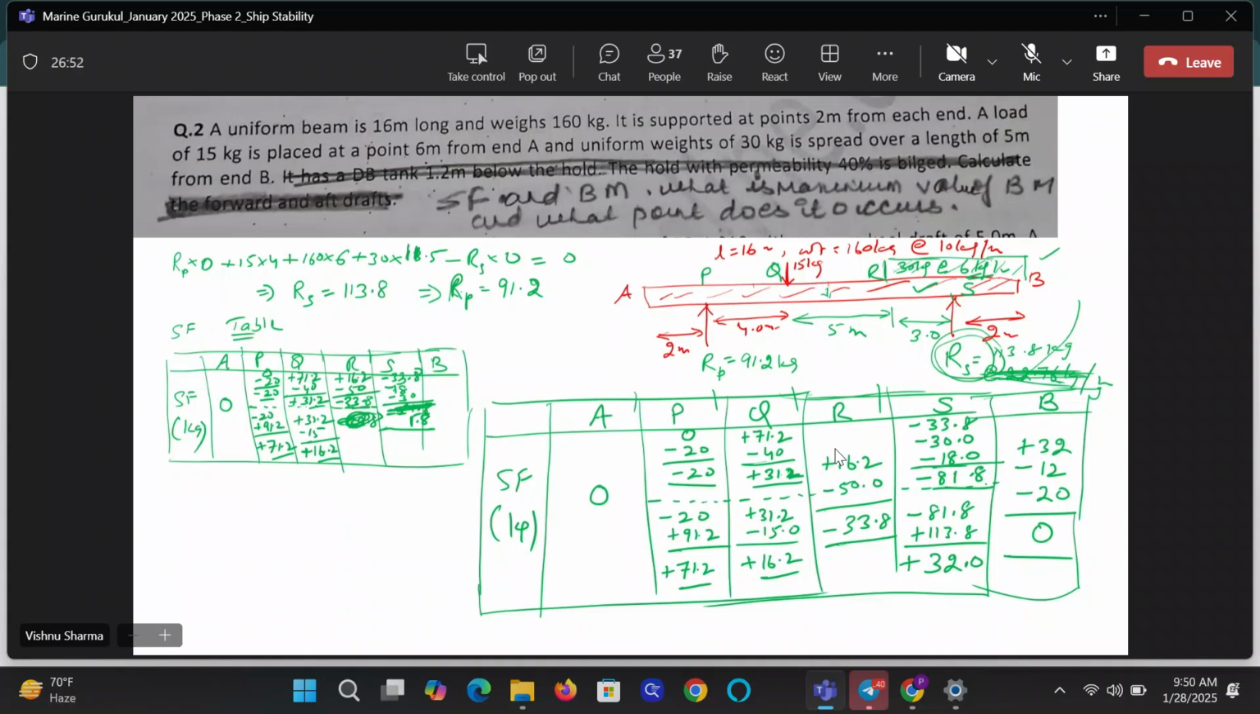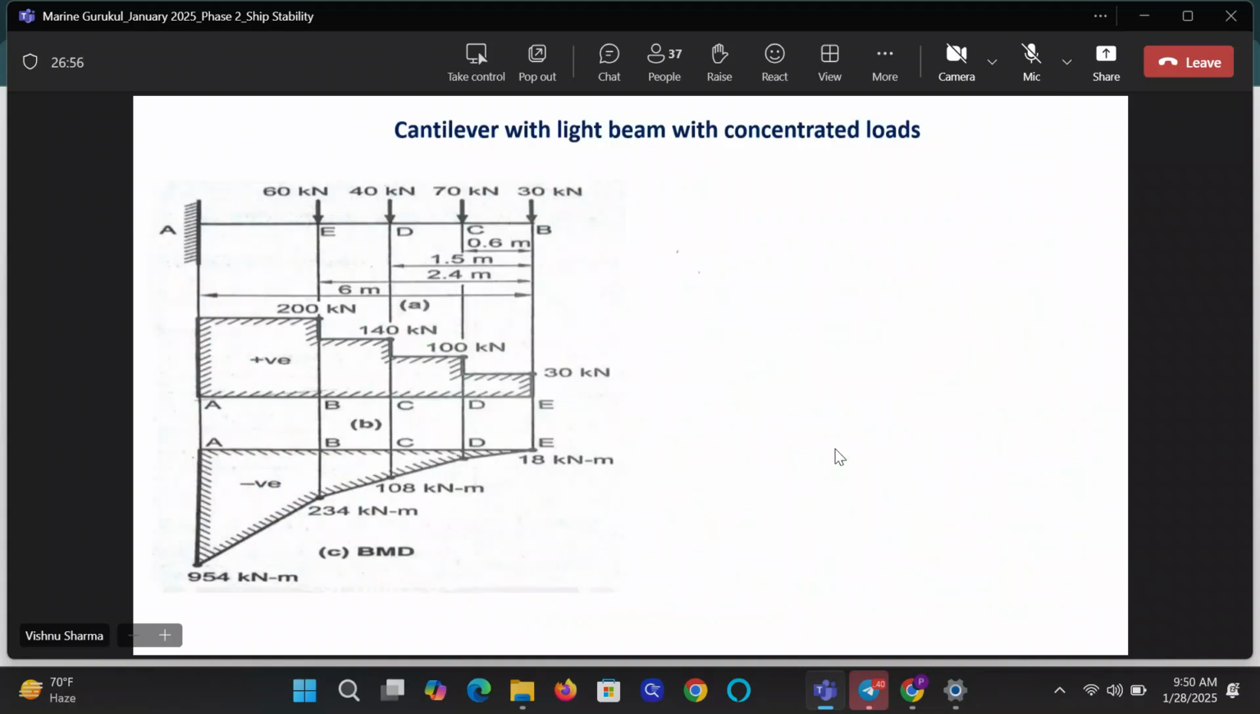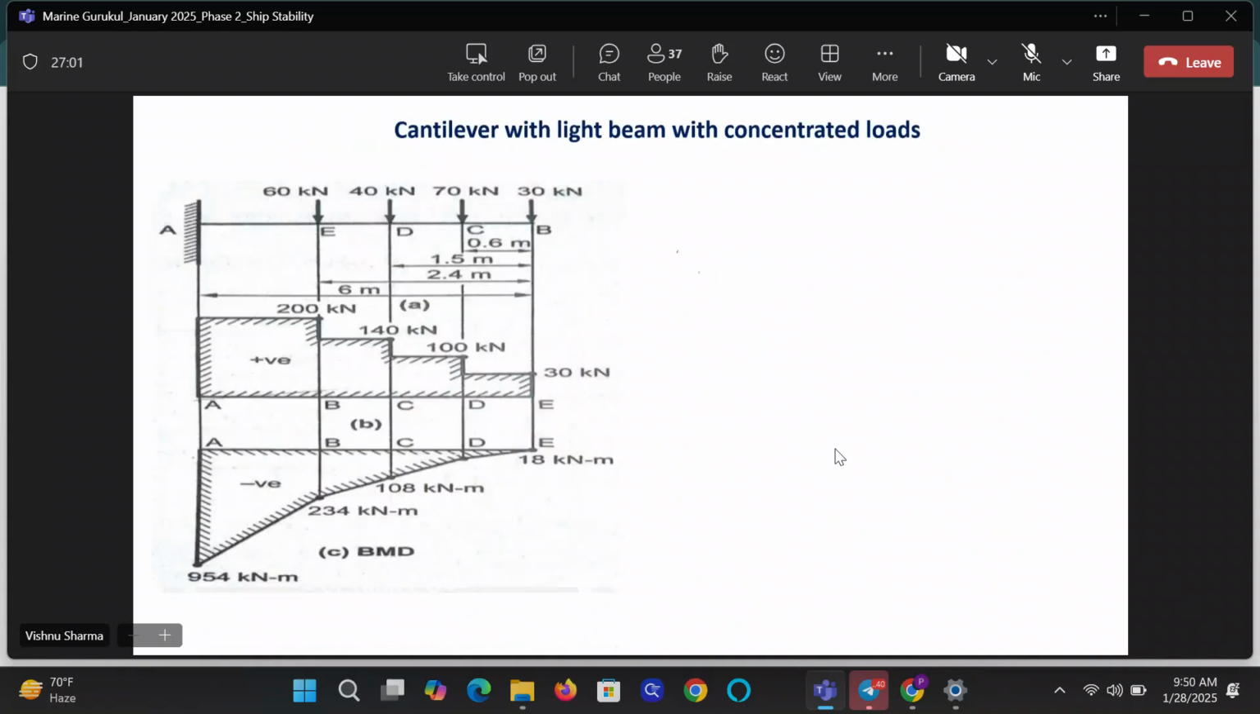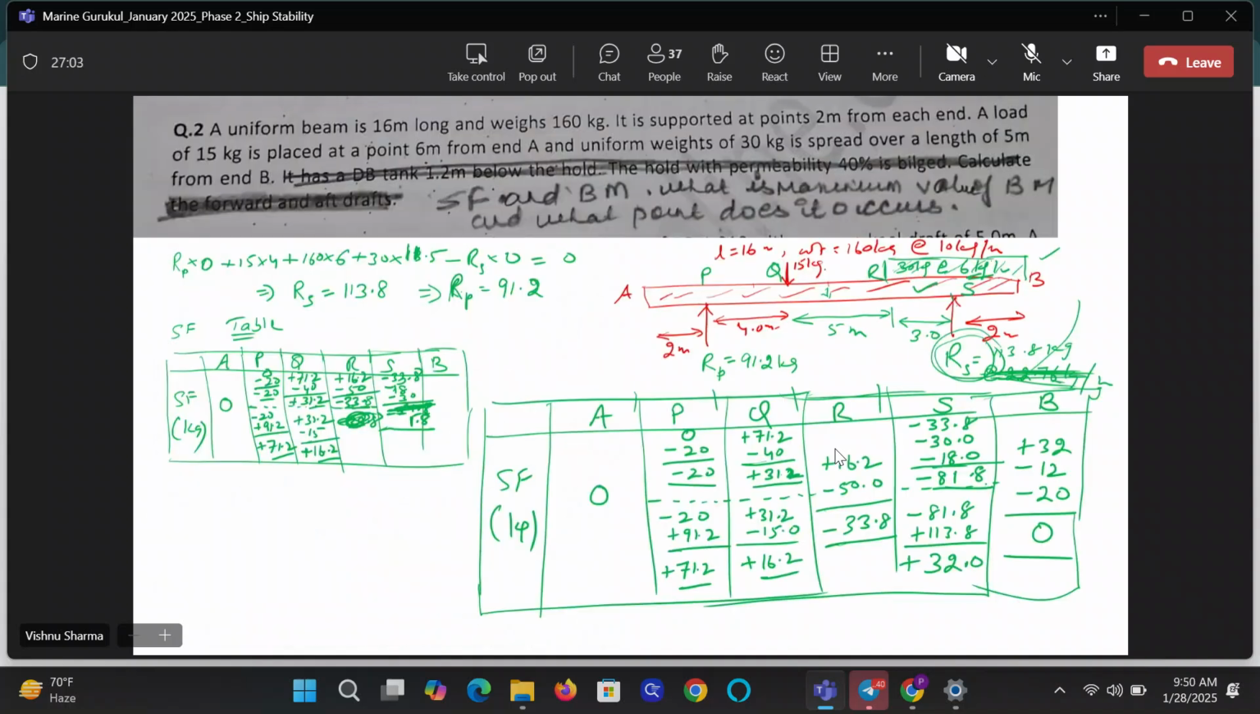Okay. So I'll first bring in the questions we had skipped in between. That is the cantilever. Guys, did you manage to see the video for the cantilever? Yes, sir. Okay. Yeah, guys.